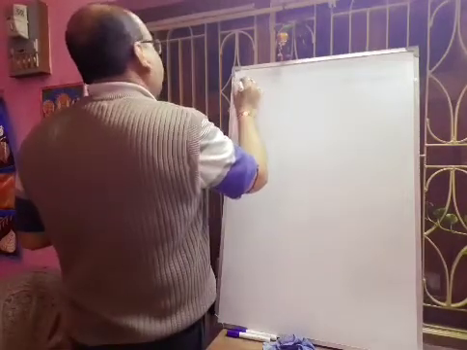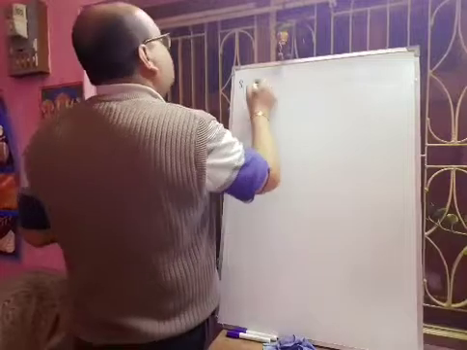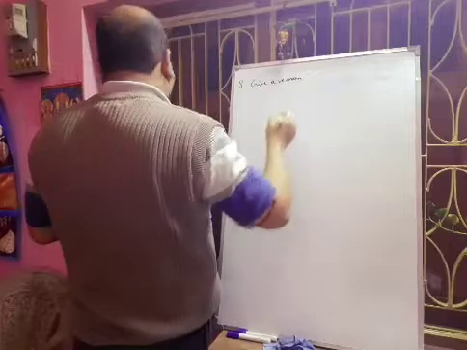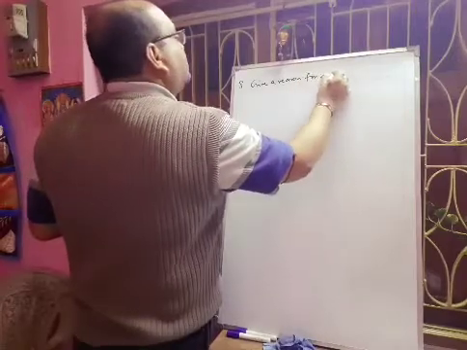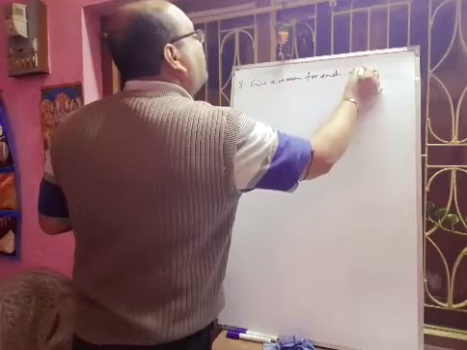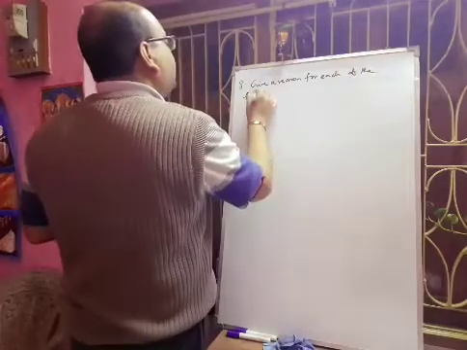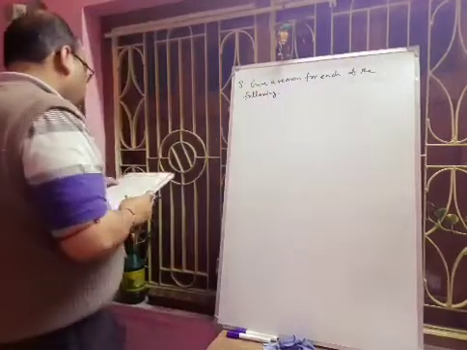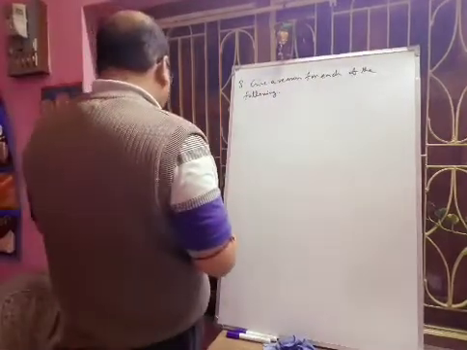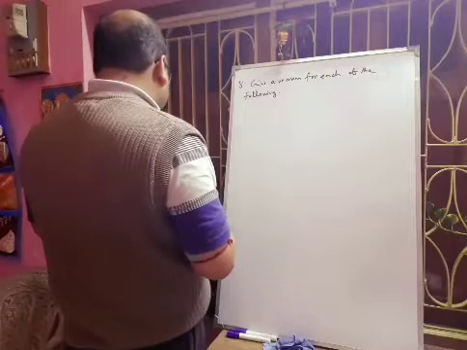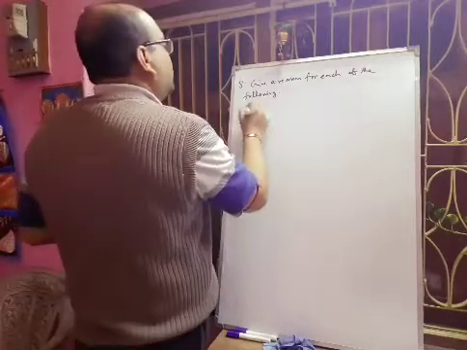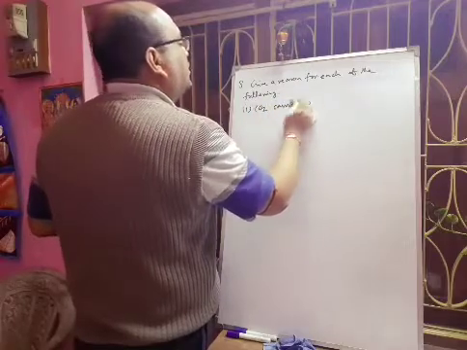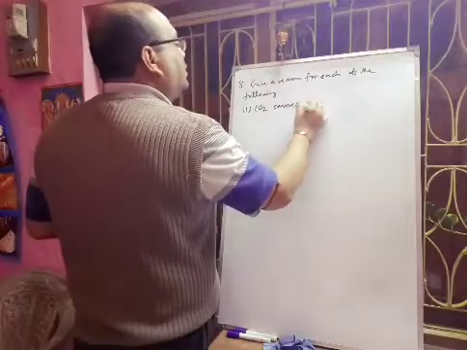Next, question number 8 type, that is, give a reason for each of the following. First one is given: carbon dioxide causes global warming.